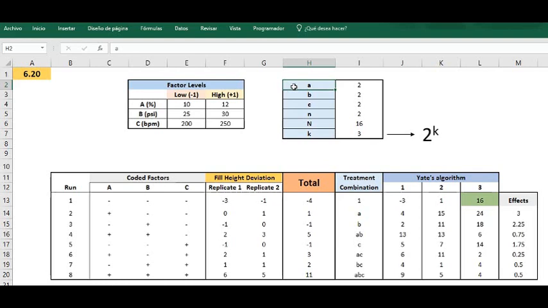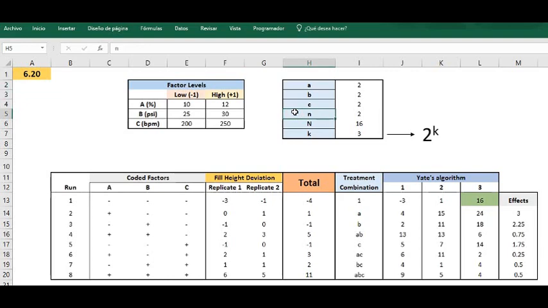This A is the same A as this one, so it represents the percentage of carbonation. This B is the pressure, and this C is the line speed. These three factors are at two levels, a low one and a high one.